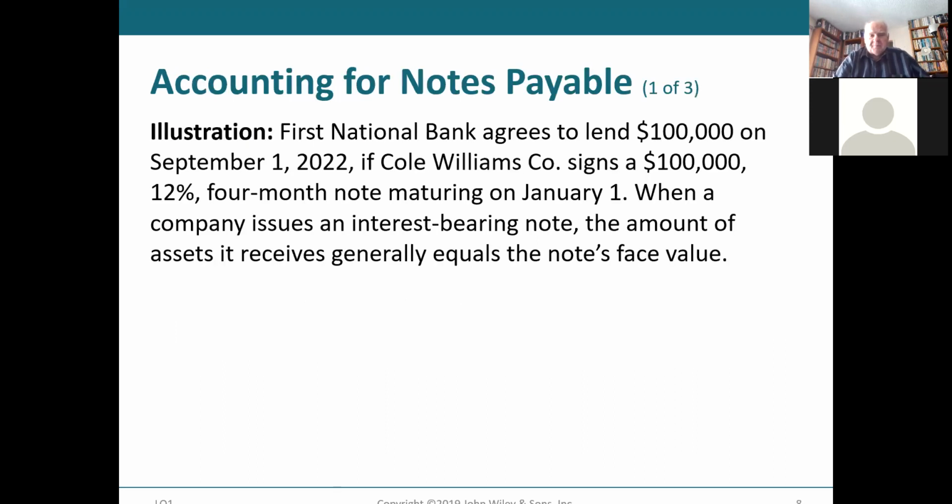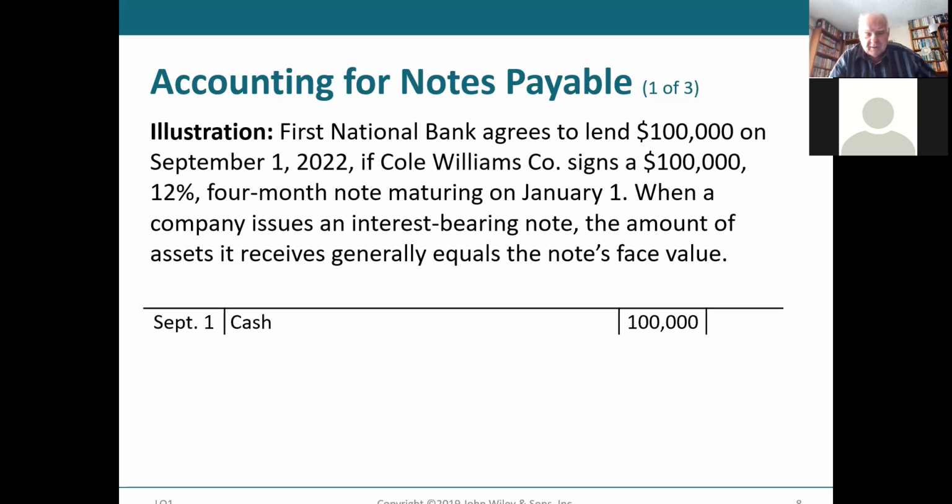Accounting for notes payable. First National Bank agrees to lend $100,000 on September 1st, 2022. Cole Williams signs a $100,000 12%, 4-month note. When a company issues an interest-bearing note, the amount of the assets it receives is going to be equal to the note's face value. So we are going to debit cash and credit notes payable. That's pretty easy.